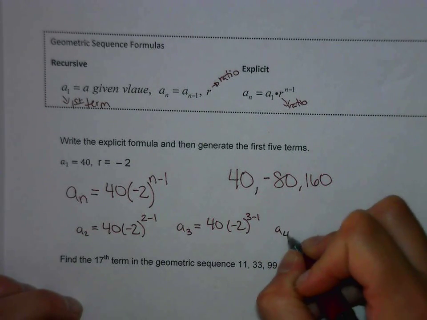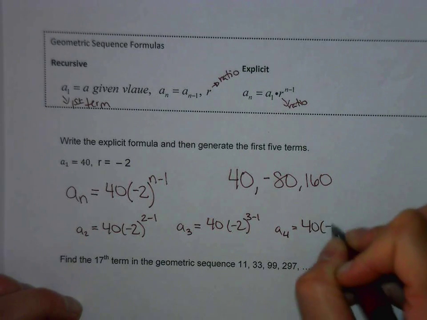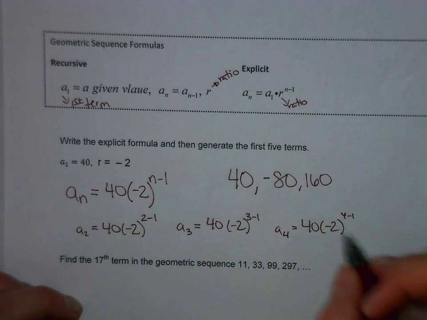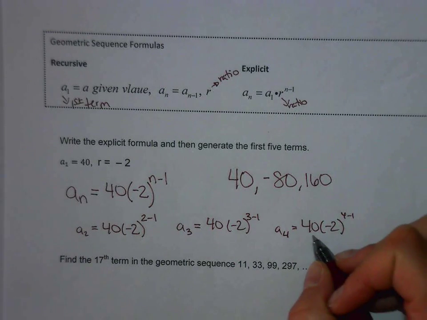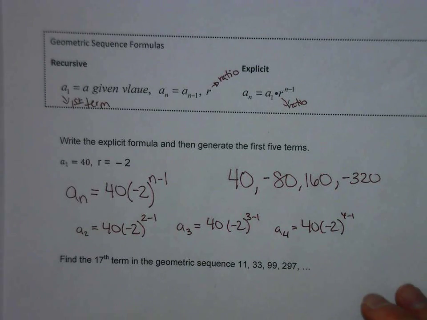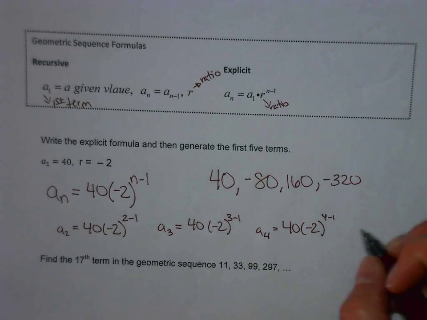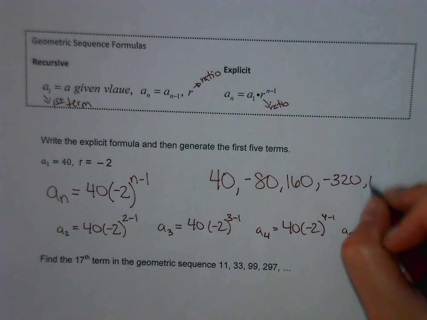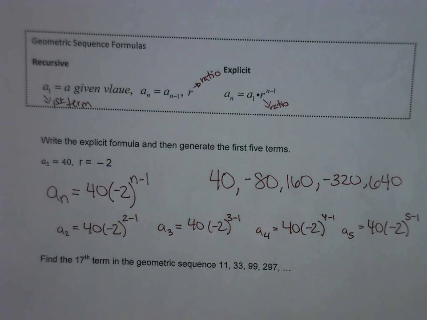A_4 would be 40 times -2 to the 4 minus 1. 4 minus 1 is 3, so -2 to the third times 40 is -320. And to find our fifth term, 40 times -2 to the 5 minus 1, so 5 minus 1 is 4, so -2 to the fourth times 40, and our fifth term is 640.